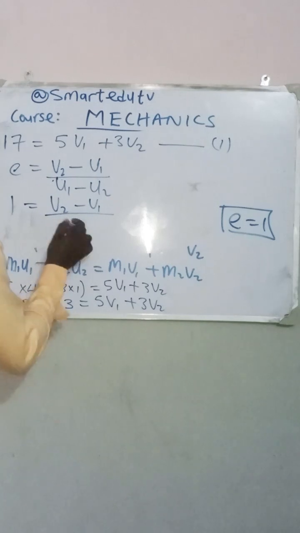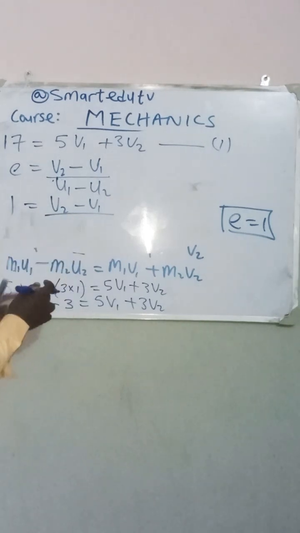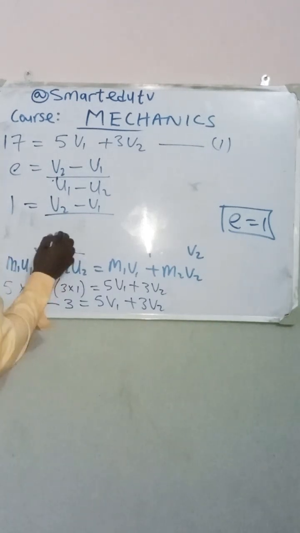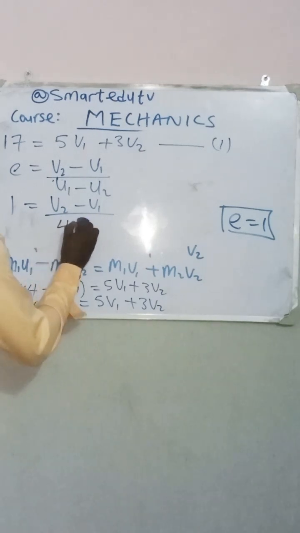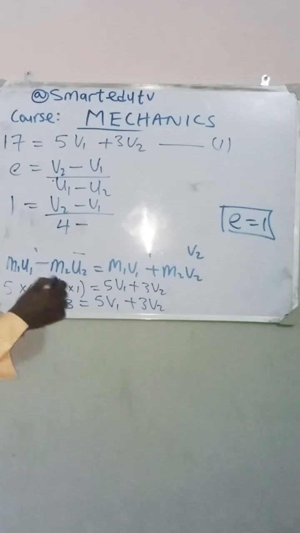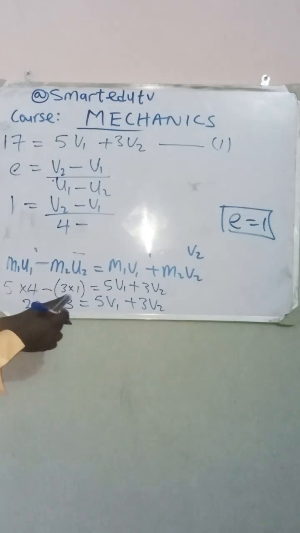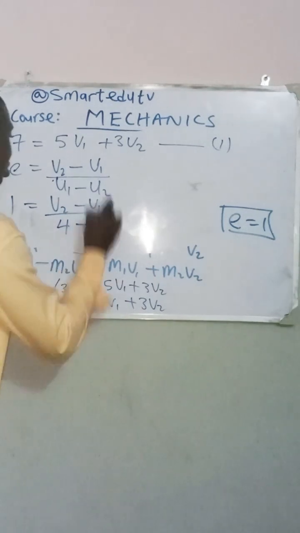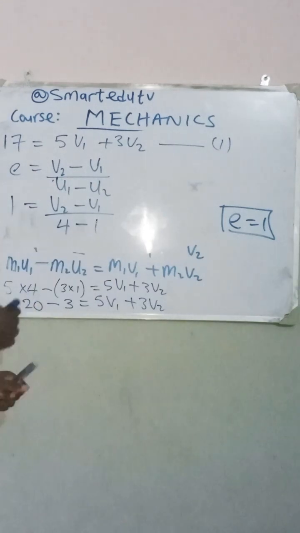Our U1 is what? Our initial velocity for the first one is 4 minus, what of U2? Our initial velocity for the second one. Our U2 is what? 1. So our U2 is what? 1.